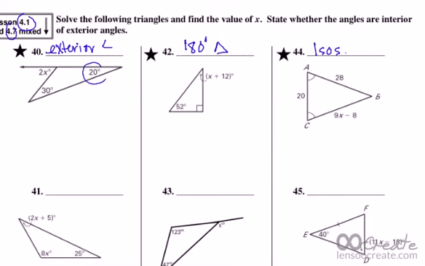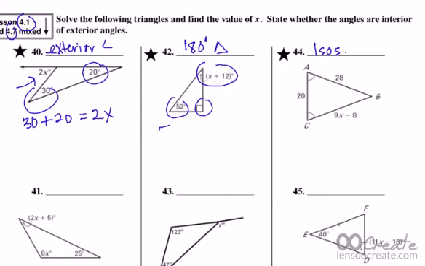For the exterior angle, remember these two add up to that angle. 30 plus 20 equals 2x. For the 42, the 180 degree rule, you add up all three corners. So we have 52 plus 90, that's this corner right here, plus x plus 12 equals 180.